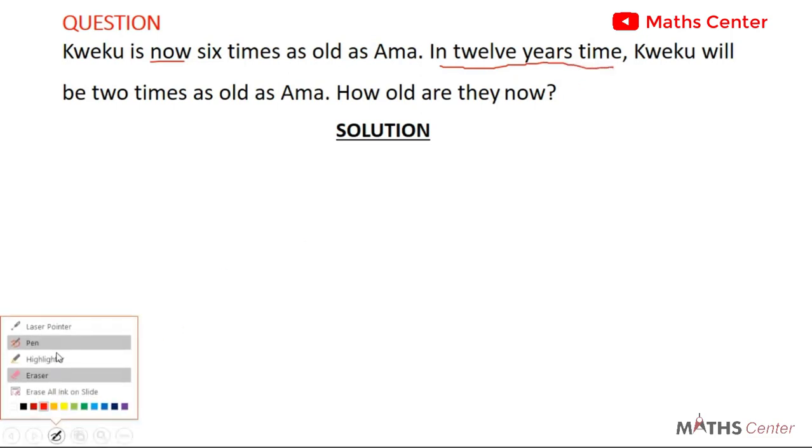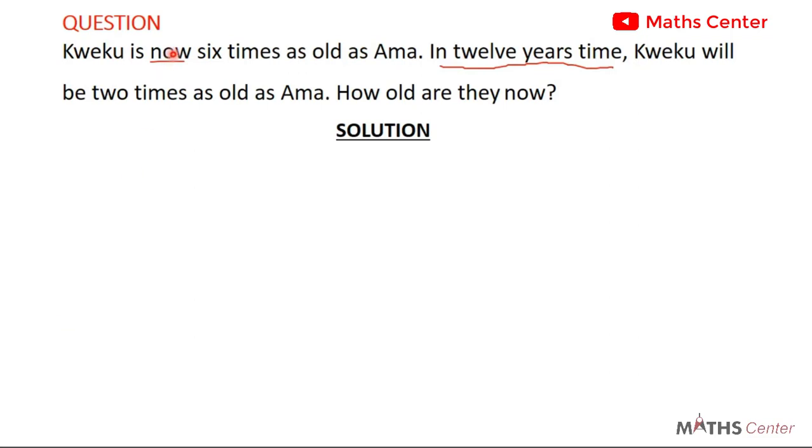So the question is talking about now and in 12 years' time. You see, your age now and your age in 12 years' time will be different. So here you have been given 2 times, now and 12 years' time. So we are going to deal with now, then we move on to what will happen in 12 years' time.